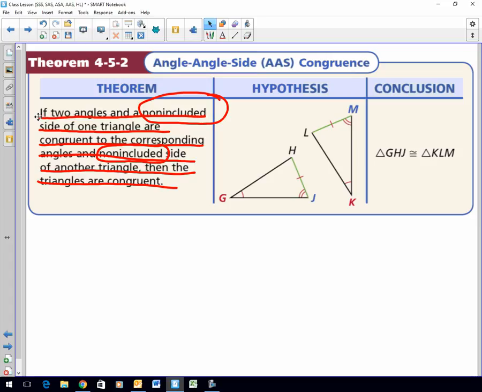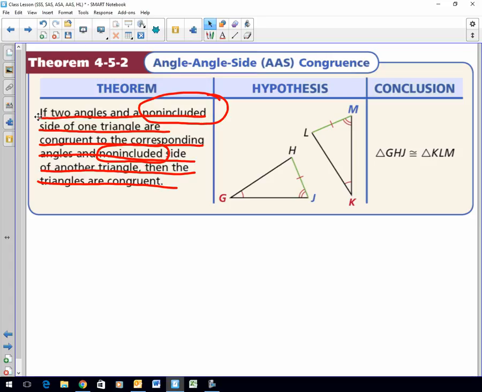Does it matter which one? No. It could be this side, HG, or it could be HJ. It's just got to be a non-included side. Okay? Angle, angle, side has a lot of flexibility. It can go either way.